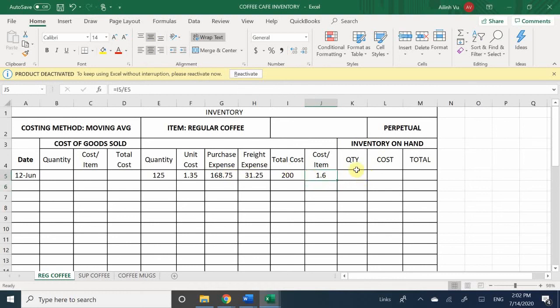Now, we also have to move it straight into inventory, right? Because now we need to keep track of our inventory. We know that we have 125 pounds available, and this is going to be for 160. So therefore, we should know that it should equal 200. So I'm going to go ahead and change these to decimals.